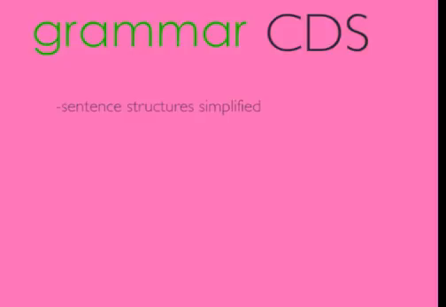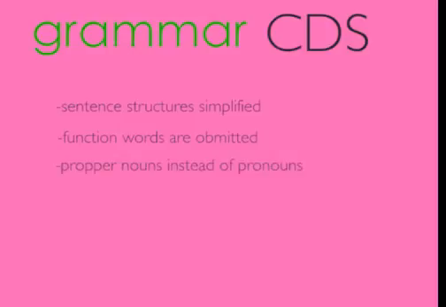Another category of child-directed speech features includes grammar. Sentence structures are often simplified and function words are omitted. Proper nouns are often used instead of pronouns. For example, Annie making a sandcastle. A higher proportion will be concrete nouns also, and present tense will be used the most.